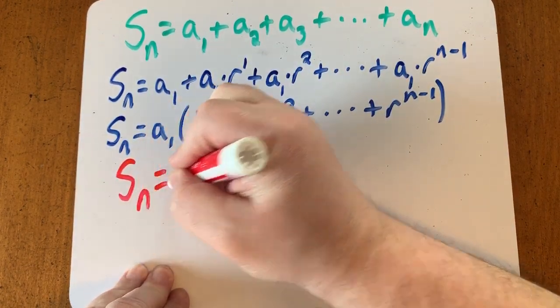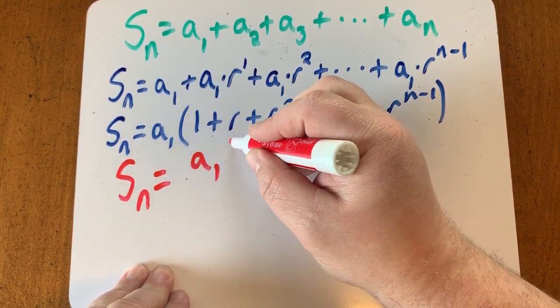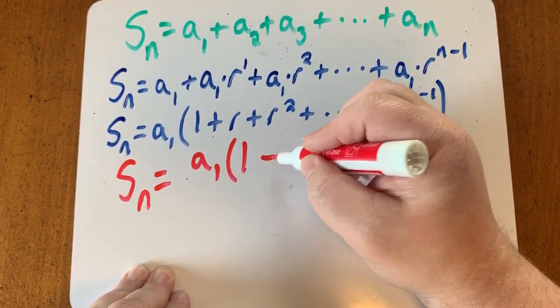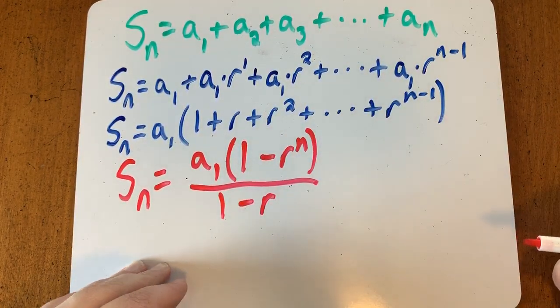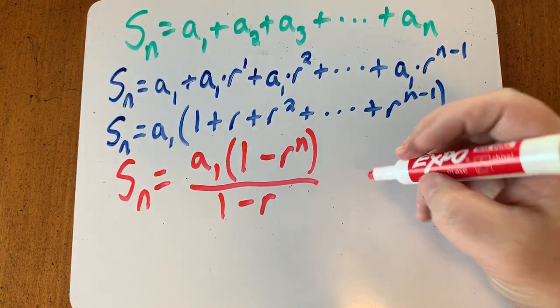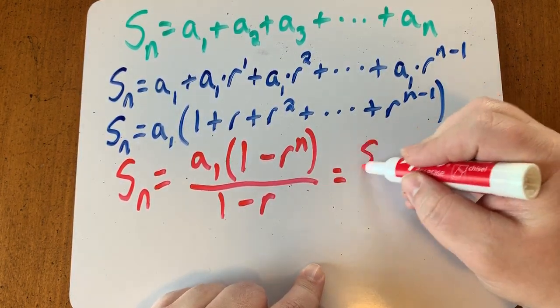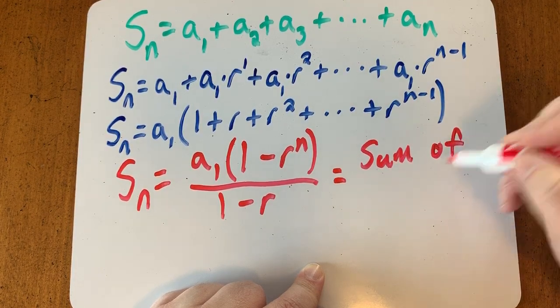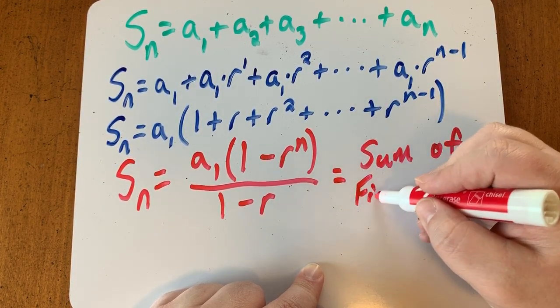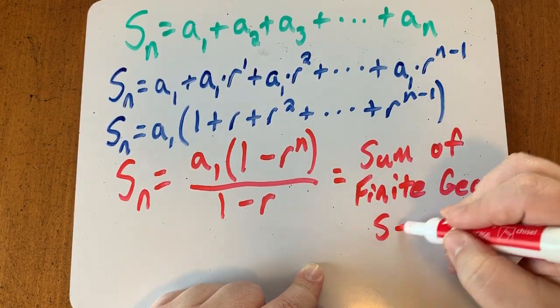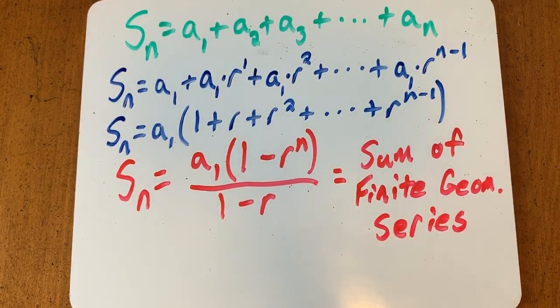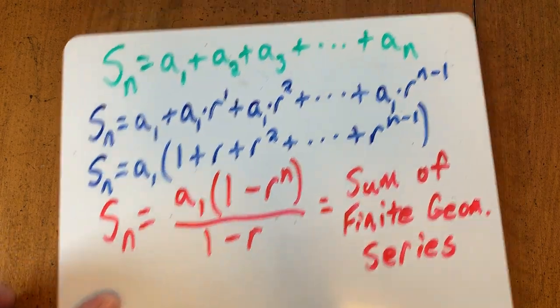So S sub n equals a sub 1 times 1 minus r to the n divided by 1 minus r. And that's it. This is our sum of a finite geometric series. All right, so that's our sum formula for a finite geometric series. So let's just try a quick example.